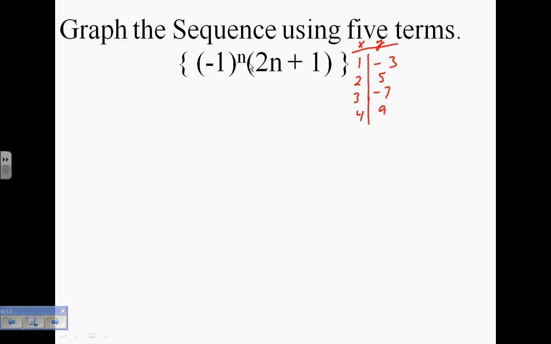All you do to graph these out is you just plot the points. Go over 1 and down 3. Go over 2, go up 5. Go over 3 and go down 7. And go over 4 and go up 9. That's how you graph them out. Just plot them out like you would points. Don't connect them or anything.